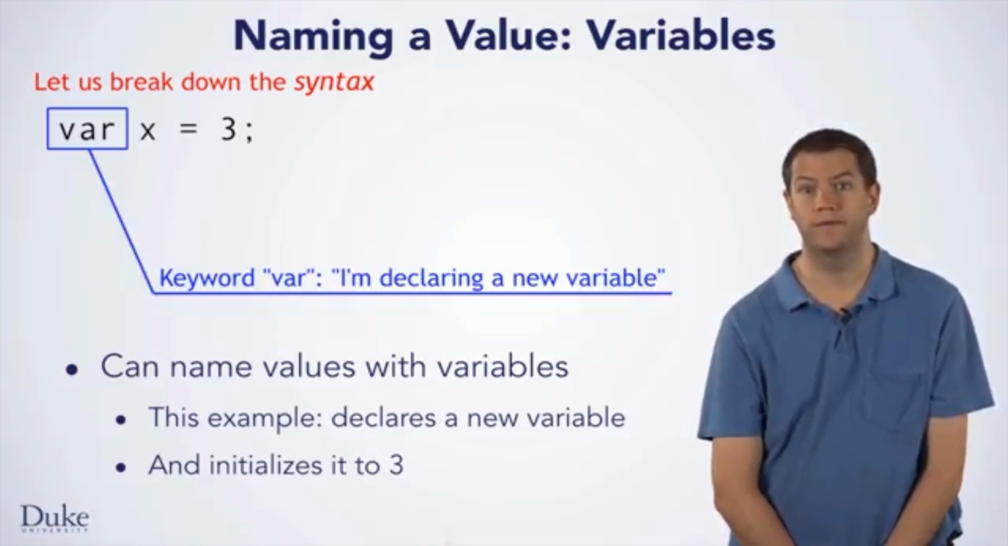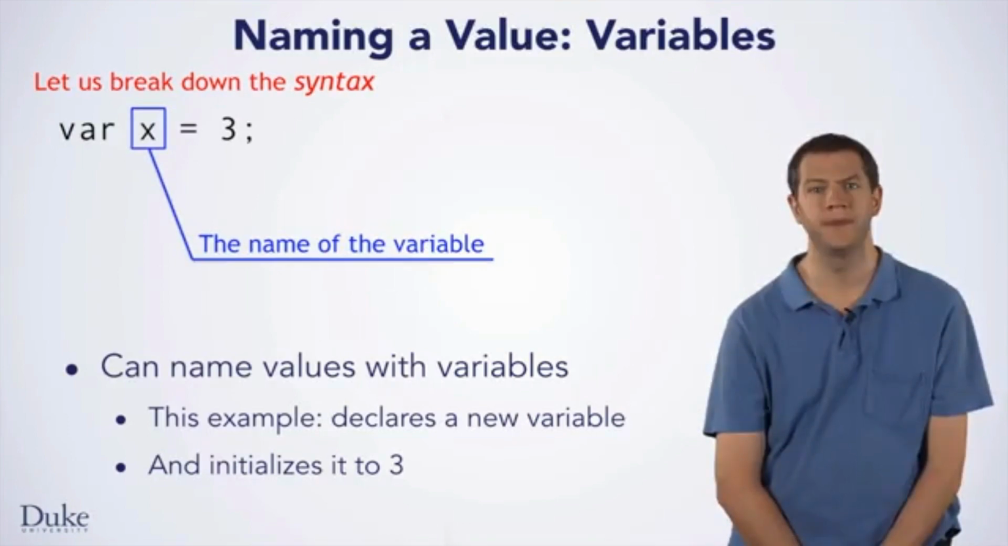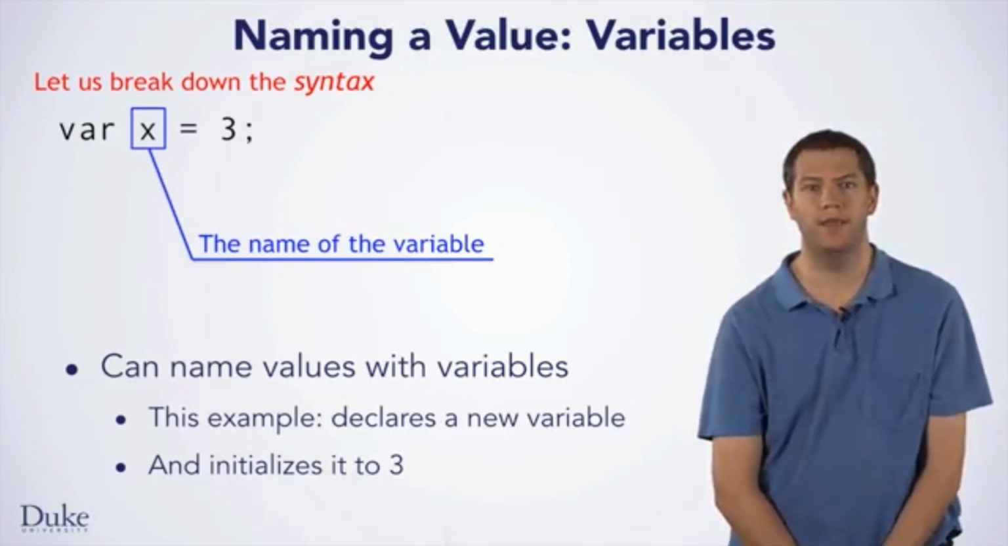First is the keyword var. This keyword is what tells JavaScript that you are declaring a new variable with this statement. JavaScript is case sensitive, so you have to write var in all lowercase, otherwise it does not recognize it as this keyword. Next is the name of the variable. In this case, we picked x for the variable's name. You can name variables pretty much anything you want. There are some rules, but they're somewhat complicated. If you stick to letters, you'll be in great shape.